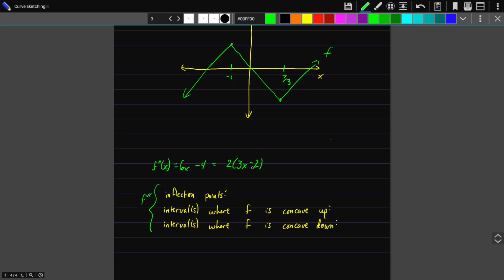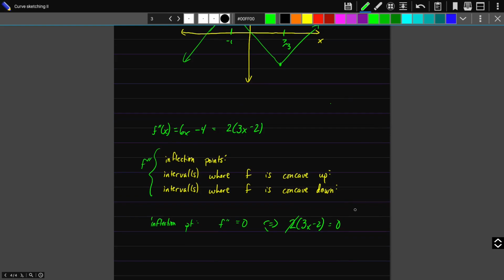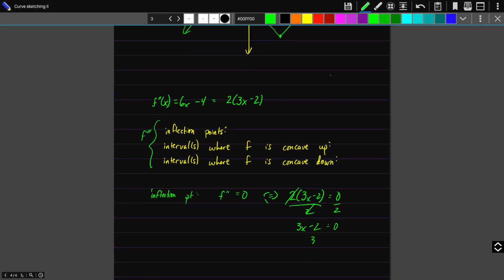So I've got an inflection point here when f double prime is 0, right? So my inflection points are when my function is not defined or when its second derivative is 0. So f double prime is 0. That's equivalent to saying 2 times 3x minus 2 equals 0. So I can divide both sides by 2, and I just get that 3x minus 2 over 2 equals 0 over 2. So then 3x minus 2 is equal to 0. So 3x is 2. So x is equal to 2/3. Okay, so that's my inflection point. And then if I plug that back in, do I get 0? Yes, I do. Okay.